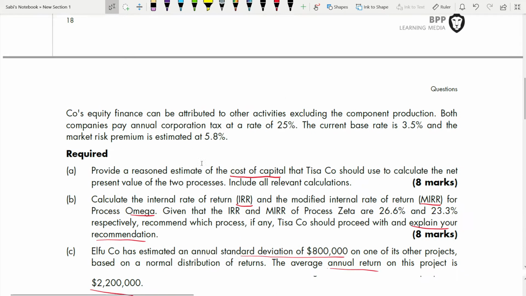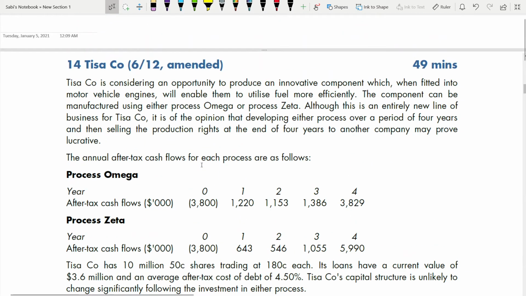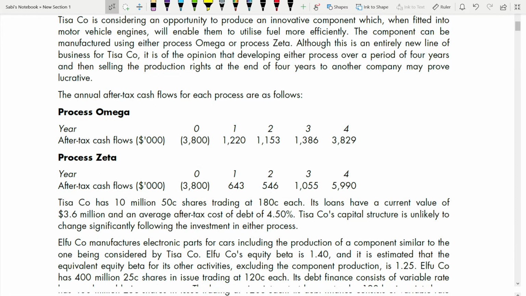So quickly we'll go through the case study. The case study starts with Tisca considering an opportunity to produce an innovative component which, when fitted into a motor vehicle engine, will enable them to utilize fuel more efficiently. The component can be manufactured using either Omega or Zeta. Although this is an entirely new line of business for Tisca, it is of the opinion that developing either process over a period of 4 years and then selling the production rights at the end of the 4 years to another company may prove lucrative. So after-tax annual cash flows for both processes have been given.